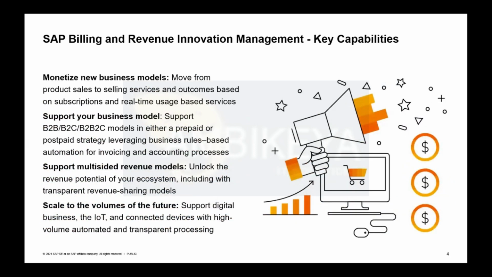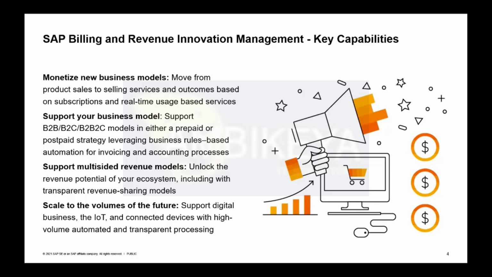The key capabilities of BRIM are that we can, with this modeling, move from product sales into selling services. SAP itself uses BRIM also for the cloud services, to send customers invoices and do the complete subscription and consumption management of SAP's own cloud services in order to have the focus on subscription and usage-based services.